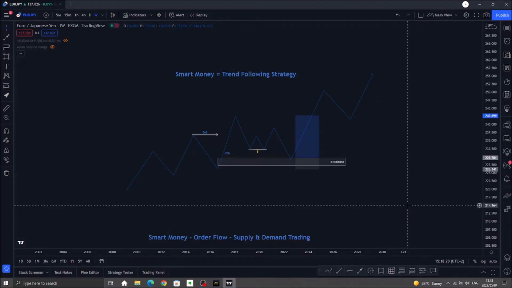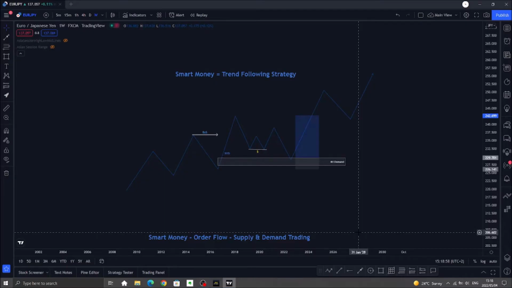All right, so quite simply put, the smart money approach to trading is essentially a trend following strategy. What it entails is identifying the underlying trend, looking for high value areas where we can then look to get involved to continue with the underlying trend. So whenever we're talking about smart money, we're talking about order flow, we're talking about supply and demand trading, a bunch of concepts that all form part of this approach that looks to follow the underlying trend.